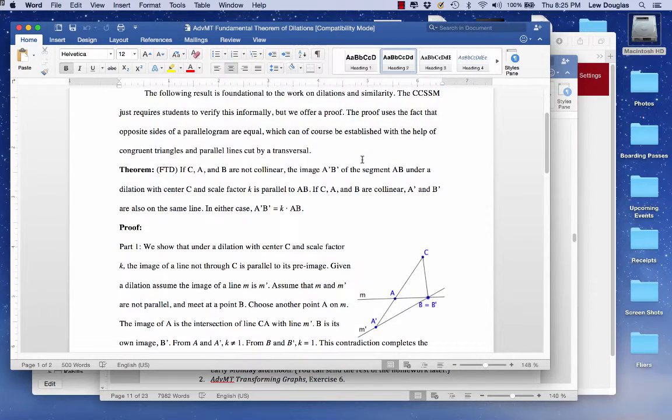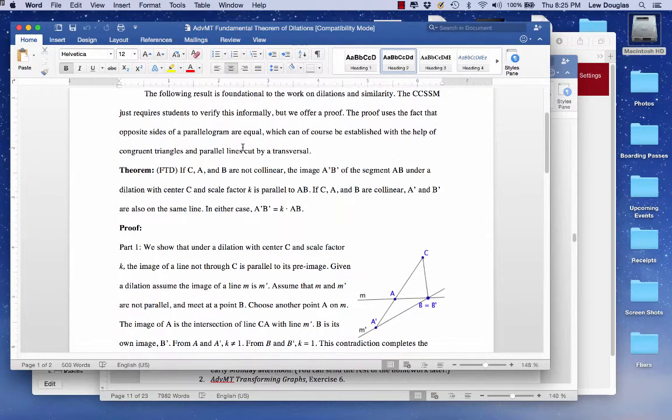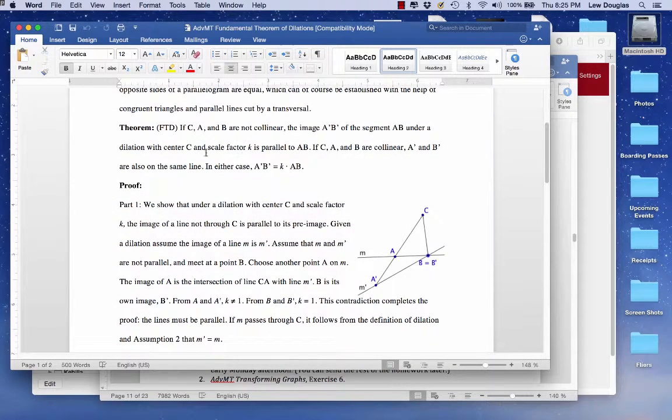We don't have to worry about what the Common Core says. The proof uses the fact that the opposite sides of a parallelogram are equal, which you know. It's clearly the case that if you have a segment from C, the center of dilation, to some other point, then under a dilation, it maps into a collinear segment, and the length gets stretched by the scale factor.